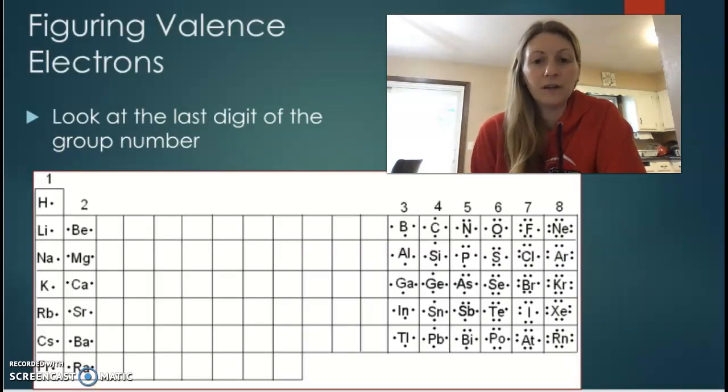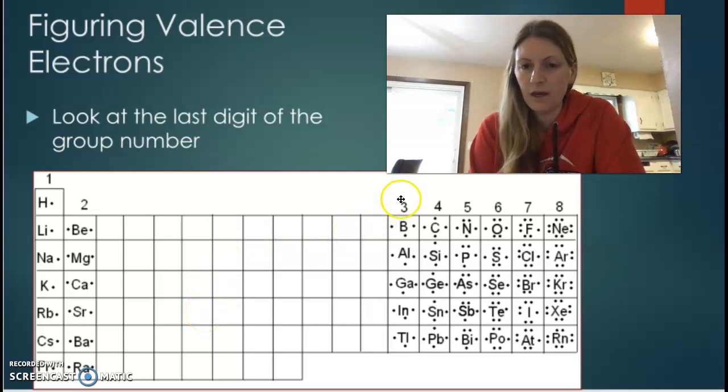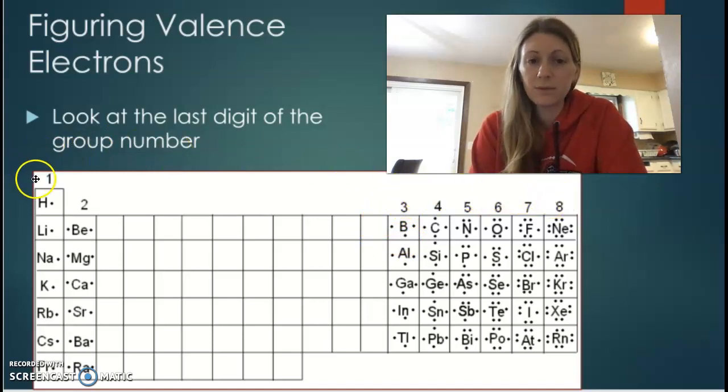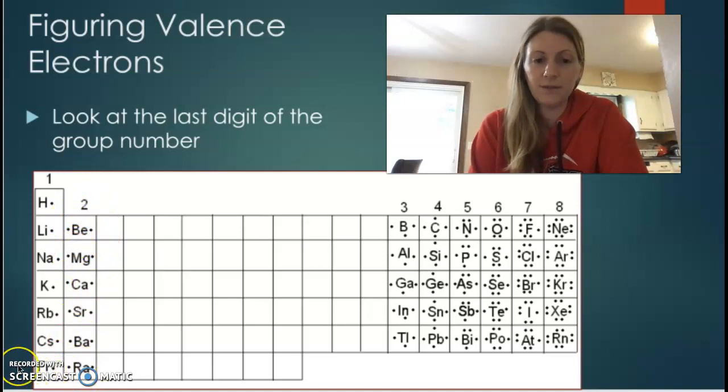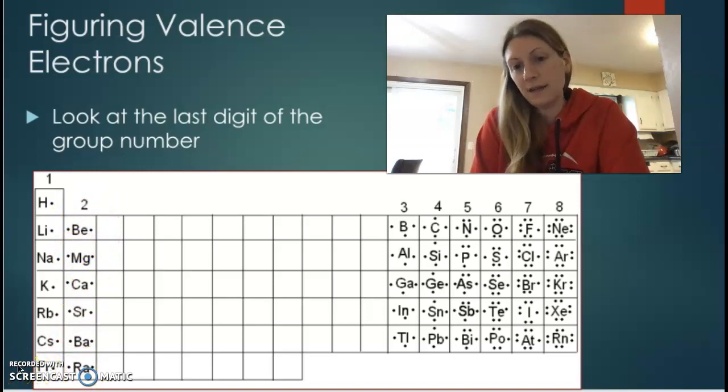In order to figure out valence electrons, the easiest thing you can do is look at the digit of the group number. Remember, the group numbers are on top, like 1, 2, and then you have the transition metals, which have their own thing. We're going to skip them for now. So start again after the transition metals with boron's group, so 3, 4, 5, 6, 7, and 8. Everything in group 1 has 1 valence electron. You can see that by the dot represented on this periodic table. Everything in group 2 has 2 valence electrons. Notice 2 dots on all of those elements there. And it goes on 3, 4, 5, 6, 7, and 8.